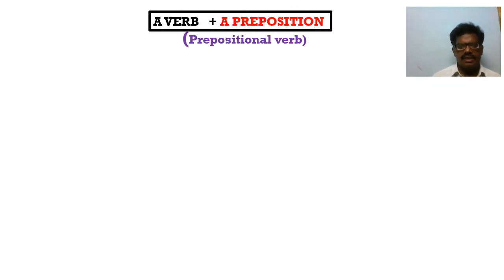Now let us see some examples for the second form of phrasal verb, that is prepositional verb. This prepositional verb is formed with a verb plus a preposition.